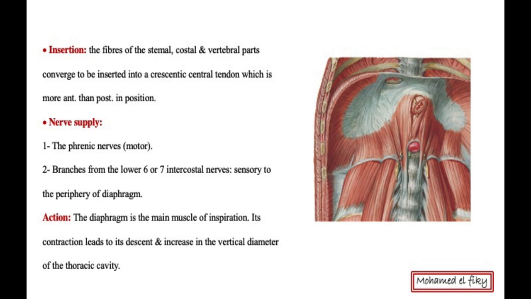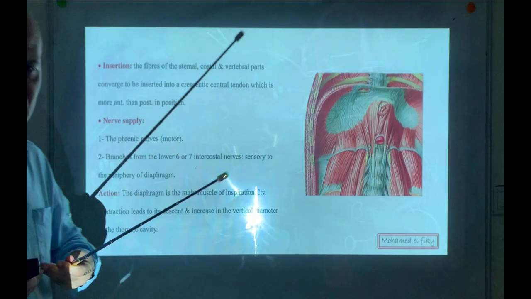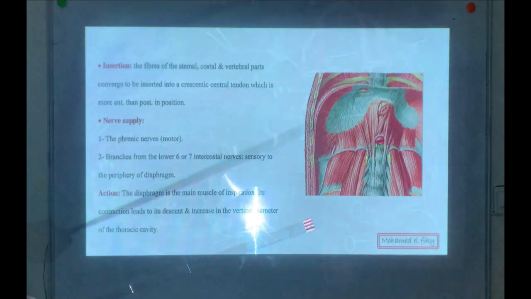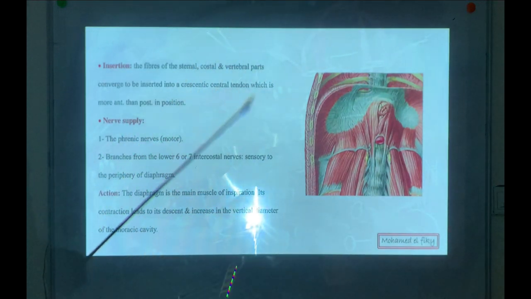Action: the diaphragm is the main muscle of inspiration. Its contraction leads to its descent and increases the vertical diameter of the thoracic cavity. Contraction descends the diaphragm and increases the volume of the thoracic cavity, allowing inspiration.